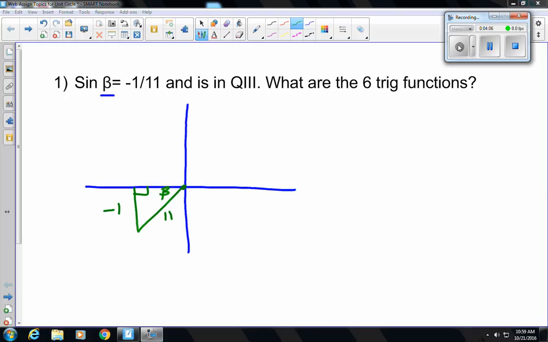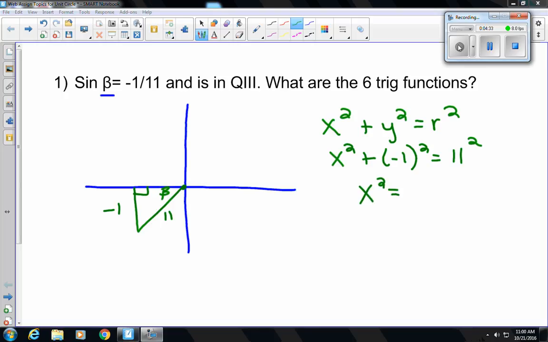All right, now, what are the 6 trig functions? Well, I can't do the other trig functions until I know what? I don't have x. So we're going to use x squared plus y squared equals r squared. Okay, so what do we know? y and r. So x squared plus -1 squared equals 11 squared. x squared equals 120. And so x would be, are you sure?